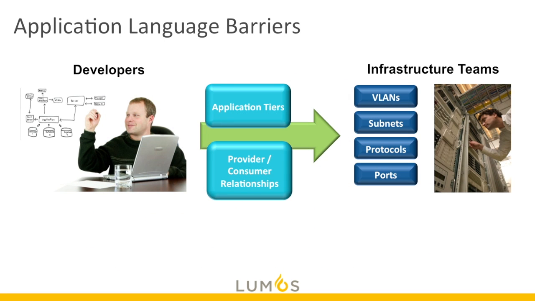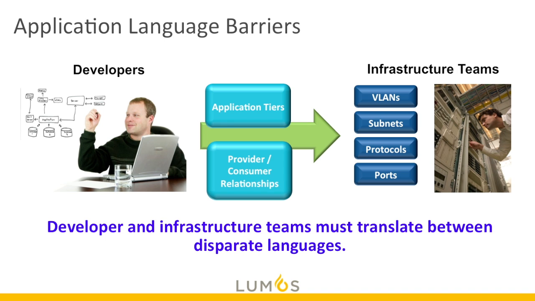We also have application language barriers. So in the network world, you see on the right, we speak the language of VLANs, of subnets, of protocols, and ports. Developers typically will speak in terms of application tiers. I've got my web tier, I've got my application tier, I've got my database tier, and I have providing and consuming those. So my application layer is providing a service, and my web layer is consuming that service. So developer and infrastructure teams need to translate between these disparate languages.